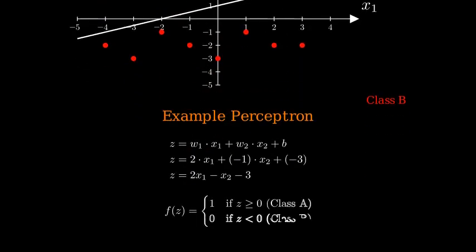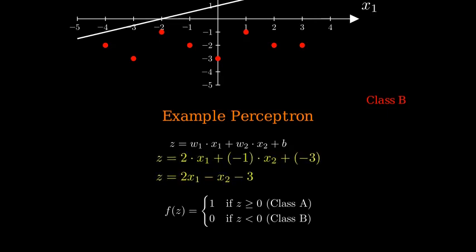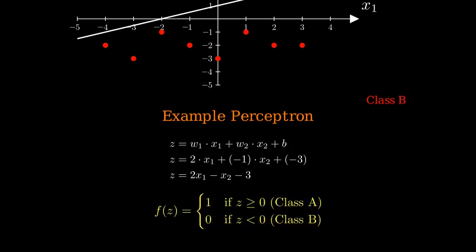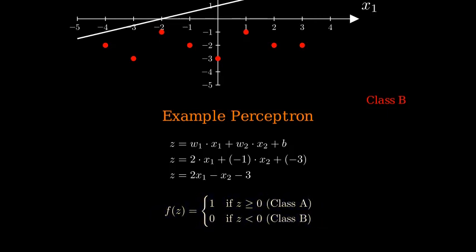Imagine we have a perceptron with two inputs, x1 and x2, with weights w1 equals 2 and w2 equals -1, and a bias of b equals -3. The formula for the weighted sum would be 2 times x1 minus 1 times x2 minus 3. For the activation function, we'll use a simple step function. If the weighted sum is greater than or equal to 0, the output is 1, class A, otherwise the output is 0, class B. Now, let's see how this perceptron classifies some points in our feature space.